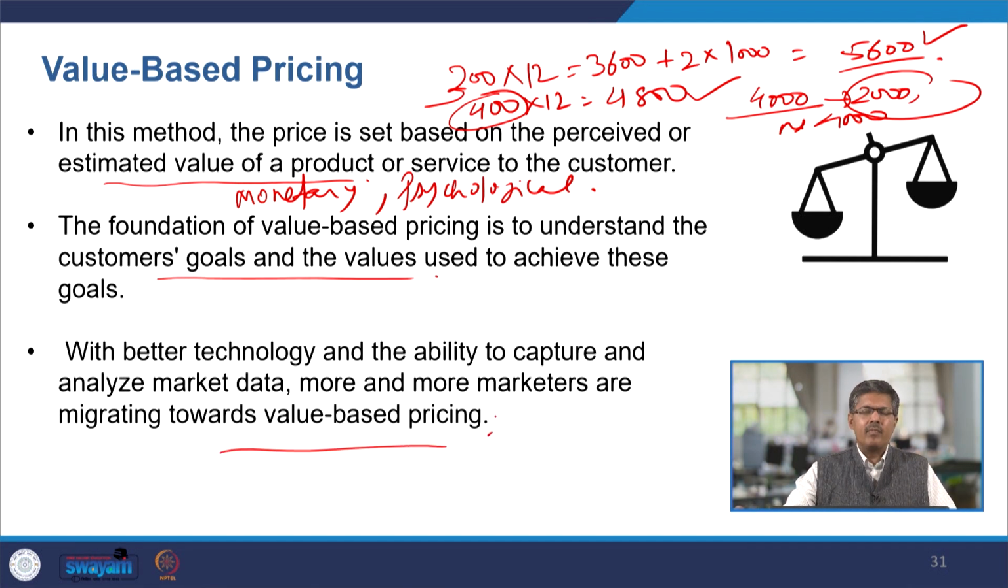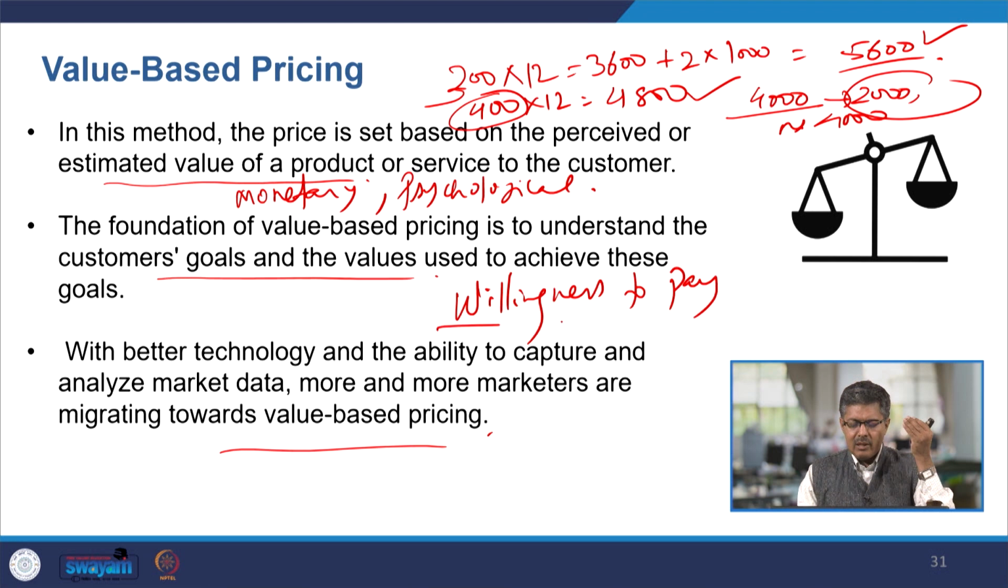With better technology and the ability to capture and analyze market data, more and more marketers today are moving towards this strategy. Earlier you did not have the information, you did not have the social network, you did not have the ability to understand the consumers better. But now with social media and easy connection, it is very easy to collect, analyze and interpret data, which helps you understand exactly how much value the customer is giving to my product and what price he is ready to pay. Sometimes we term it willingness to pay. So in value based pricing, as a marketer we try to find out how much he is ready to pay.